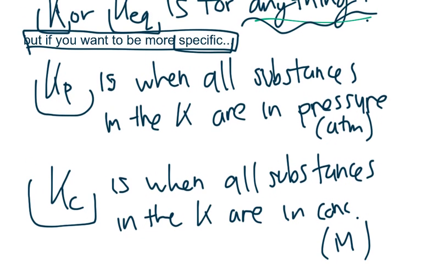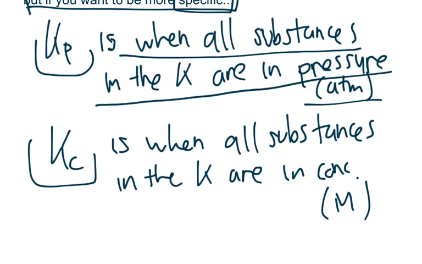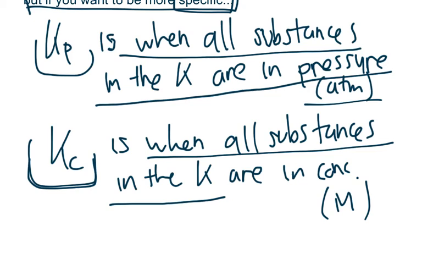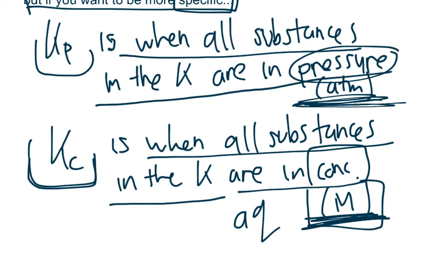Kp is when all substances in the K are in pressure or atmospheres, so this typically happens when you only have gases in your equilibrium expression. Now what about Kc? We'll use Kc when all the substances in the K expression are in concentrations, and this usually happens when they are dissolved or when they are aqueous, and this is in terms of molar, and Kp, or the pressures, are in terms of atmospheres.